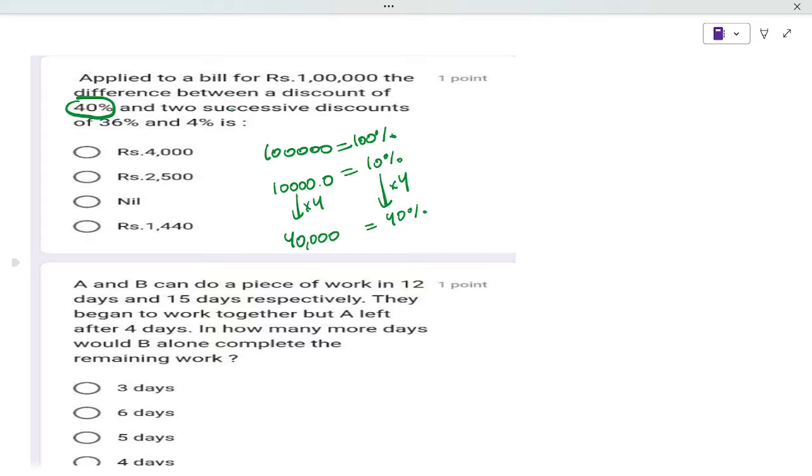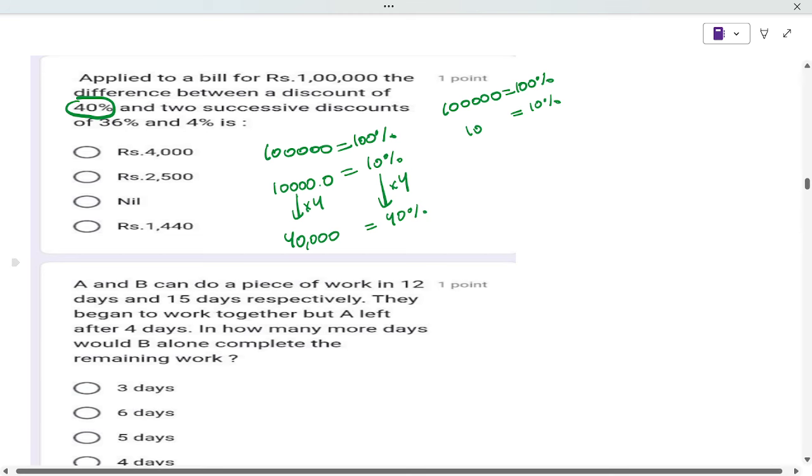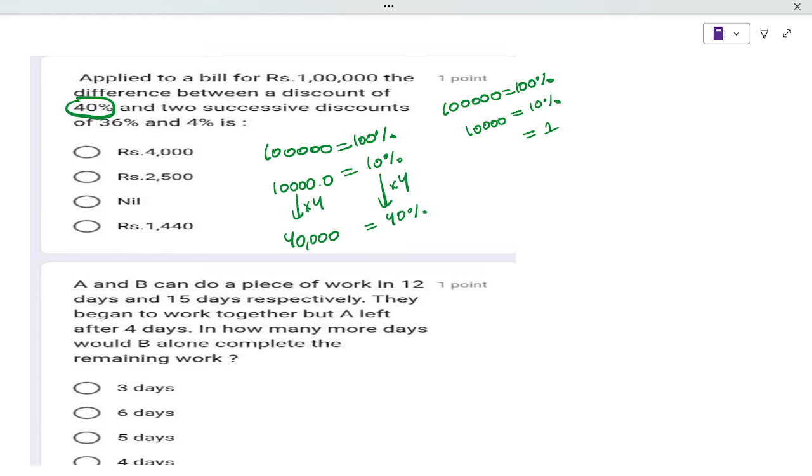The other one has two successive discounts, 36% once and 4% once. So we can do it by the successive method also. Take 1 lakh, which is 100%. If 10% is 10,000, then 1% is 1,000.